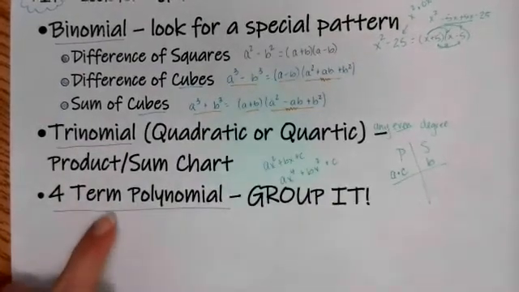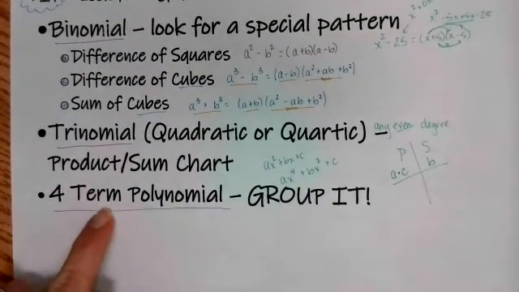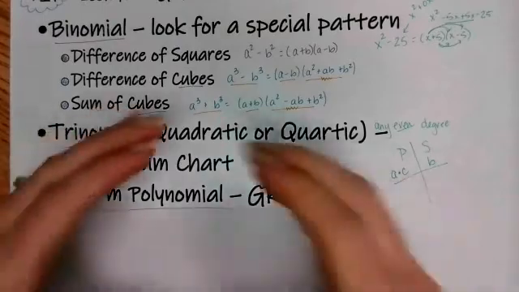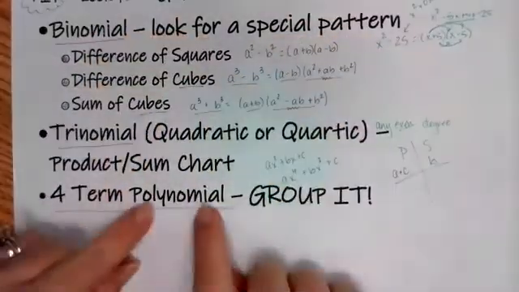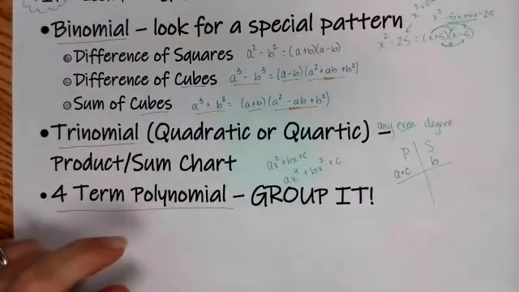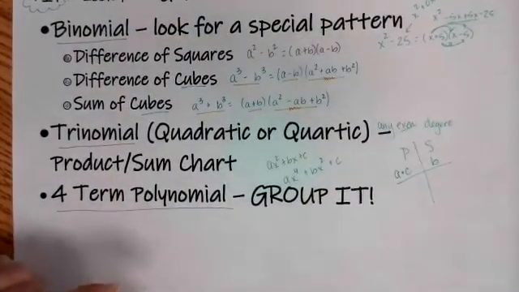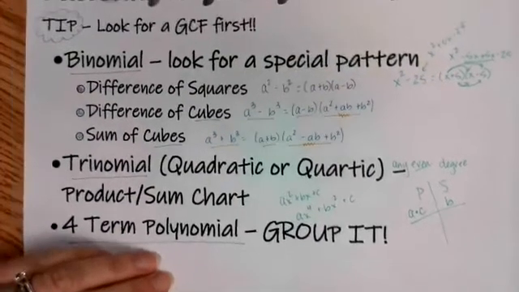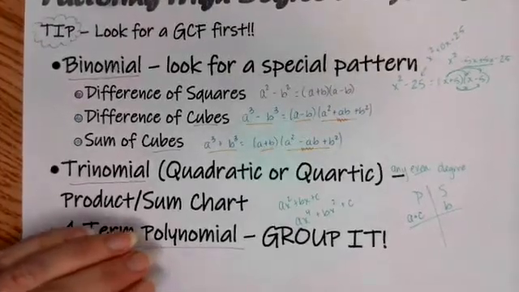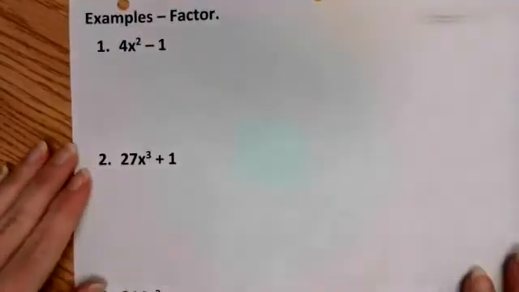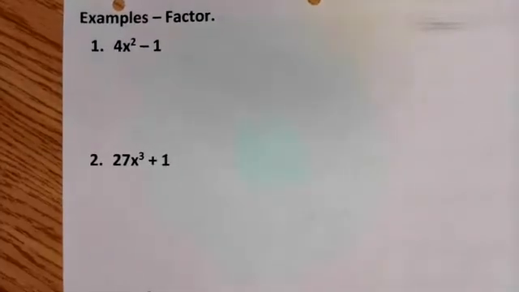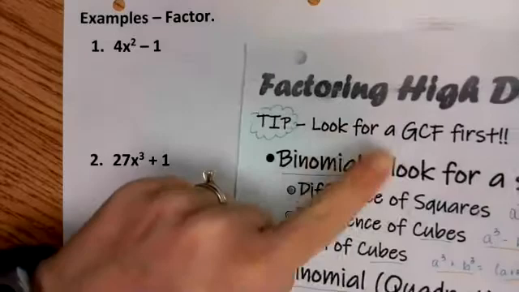All right, and then a 4th term, a four-term polynomial. I like to group it. You're going to group it. So we'll do an example of grouping here, and then I'll have you chain it out with me later. All right, so I've got 5 examples of factoring. Problem number 1. First thing I'm going to do, look for a GCF.